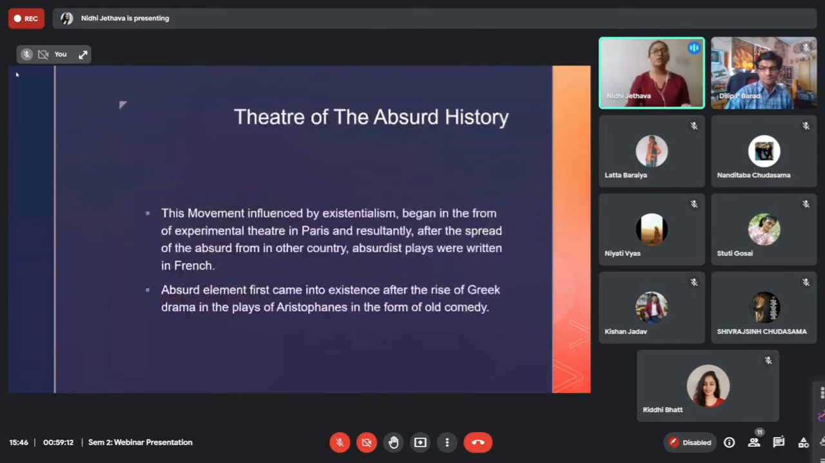Now, the history of the theatre of the absurd. This movement, influenced by existentialism, began in the form of experimental theatre in Paris, and as a result, after the spread of the absurd to other countries, absurdist plays were written in French. Absurd elements first came into existence after the rise of Greek drama in the plays of Aristophanes in the form of old comedy.